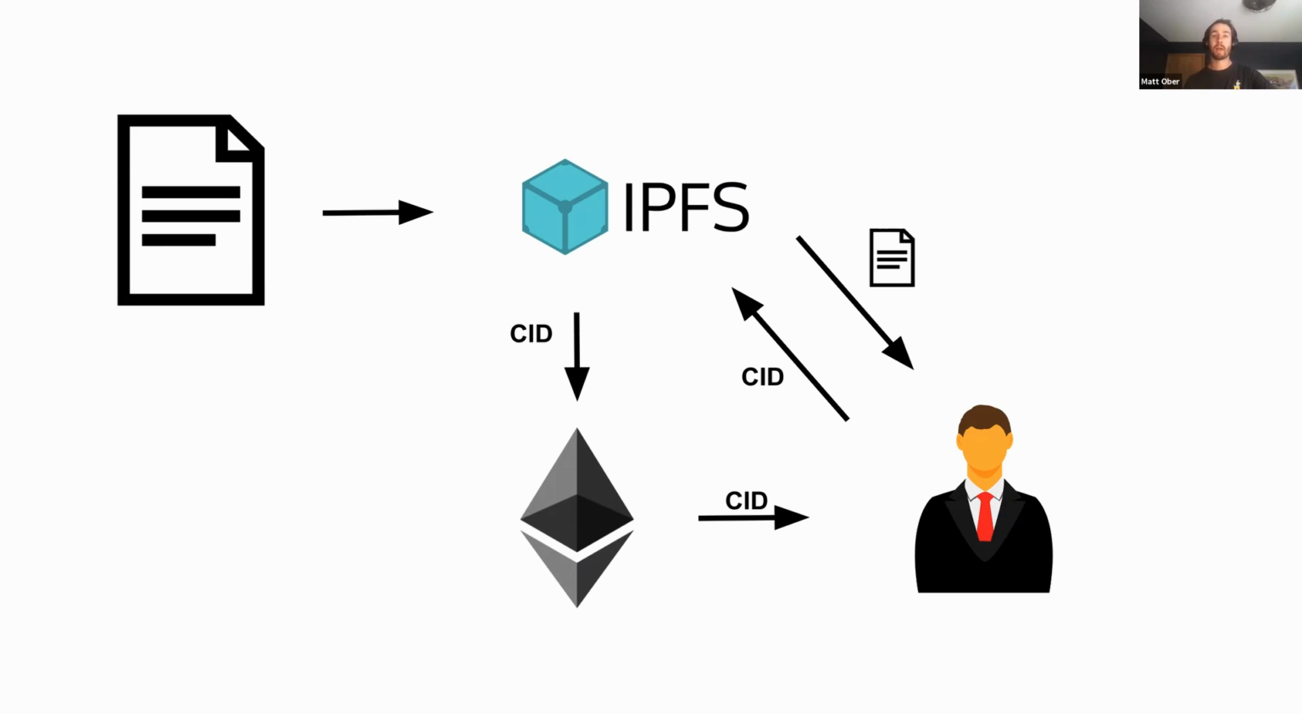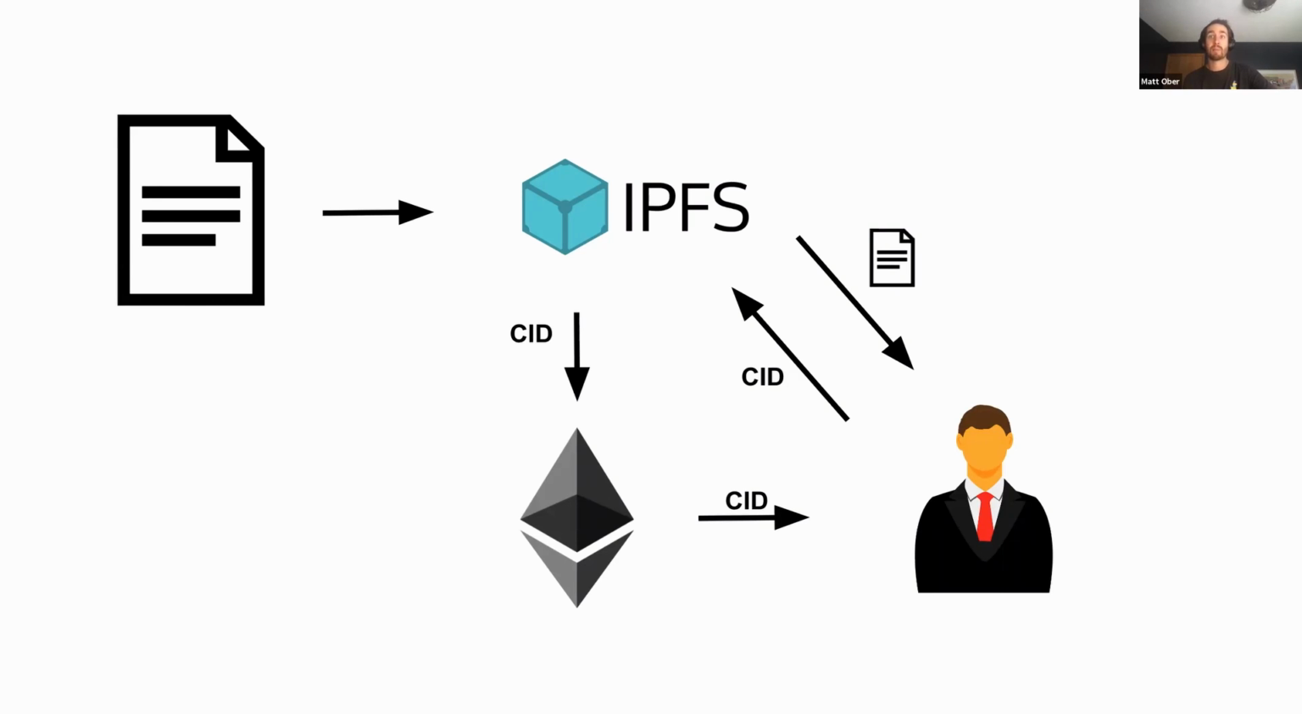we get a CID, and then that CID is put onto a blockchain. We'll use Ethereum as an example here. But IPFS is really blockchain agnostic, so it can work with any blockchain that you are wanting to build with. In the case here, that CID is put onto Ethereum, and then we have our user of an application.